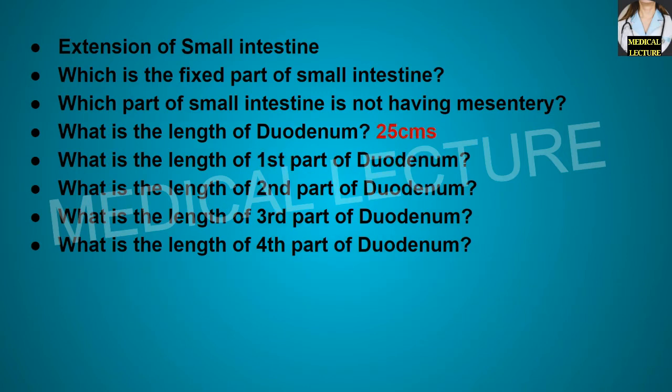What is the length of the duodenum? It is about 25 centimeters. What is the length of the first part of the duodenum? About 5 centimeters. The second part? About 7.5 centimeters. The third part? About 10 centimeters. And the fourth part of the duodenum? About 2.5 centimeters.